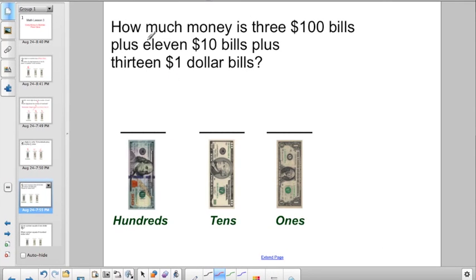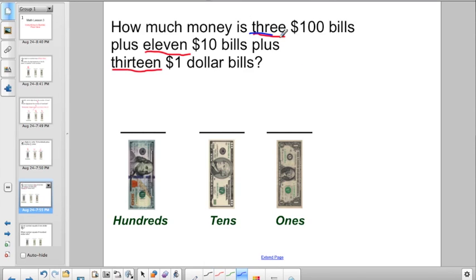Check this one out. How much money is 3 $100 bills plus 11 $10 bills plus 13 $1 bills? We don't have single digits here, right? 3 is, but check this out. 11 is not. And 13 is not. The only things that can be written on these lines are those 10 digits. You can't put an 11 here in the tens place. You can only use your single digits. So we've got some more thinking to do. Let's go ahead and think this through.